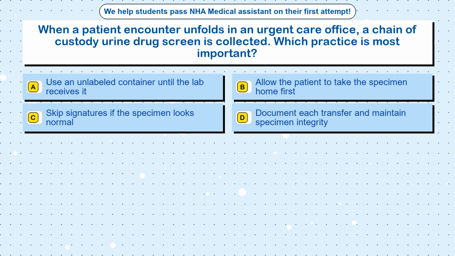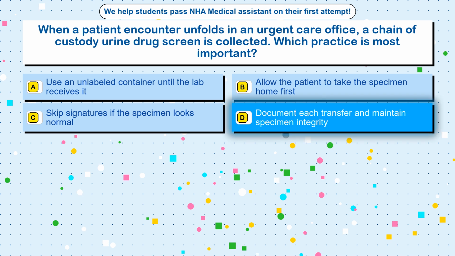Question 11. When a patient encounter unfolds in an urgent care office, a chain of custody urine drug screen is collected. Which practice is most important? Option A. Use an unlabeled container until the lab receives it. Option B. Allow the patient to take the specimen home first. Option C. Skip signatures if the specimen looks normal. Option D. Document each transfer and maintain specimen integrity.